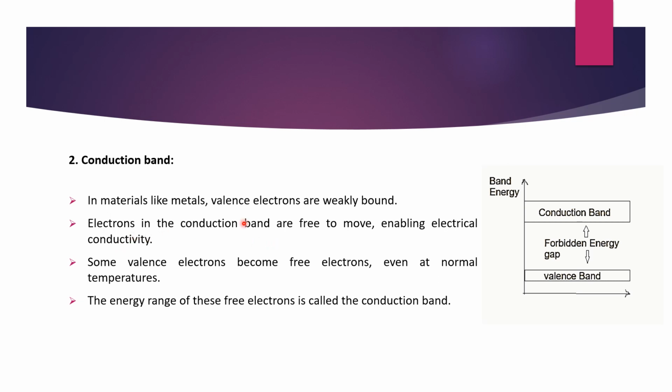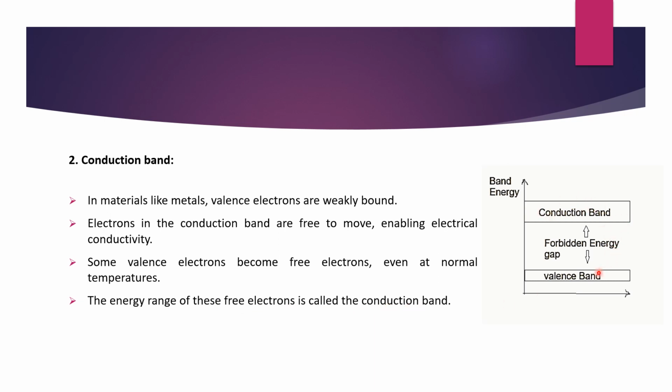Electrons in the conduction band are free to move, enabling electrical conductivity. Free means they move within the structure, within the solid. These conduction electrons are responsible for electrical conductivity. When we say electrical conductivity, someone has to conduct that energy, and these are the conduction electrons. So valence electrons become conduction electrons after gaining a certain amount of energy. Those weakly bound to the nucleus, which absorb energy from normal temperature, are set free and become conductive. The energy of these free electrons is known as the conduction band.